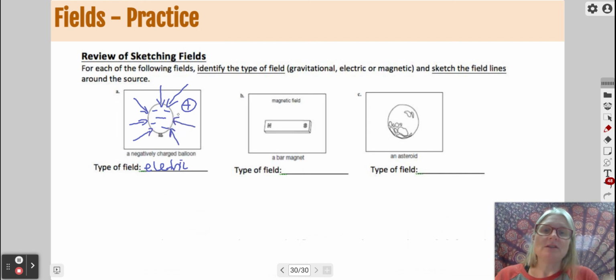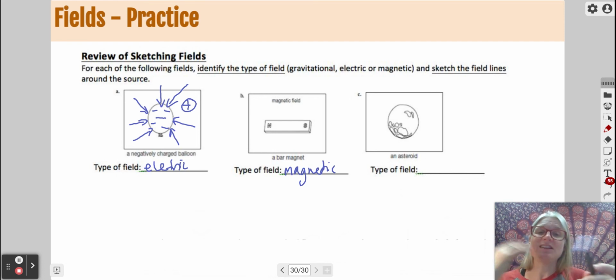Okay. The next one tells us it's a magnetic field. It's a magnet, so a magnetic field. And how are our lines going to look? Well, our test is always what a north magnet is going to do, and that's how our field lines are going to be. North is attracted to south, so that is how our field lines are going to go. So north to south.